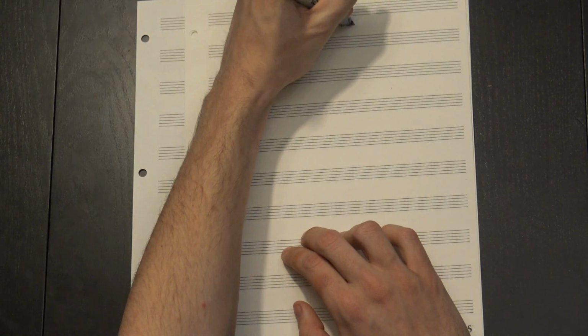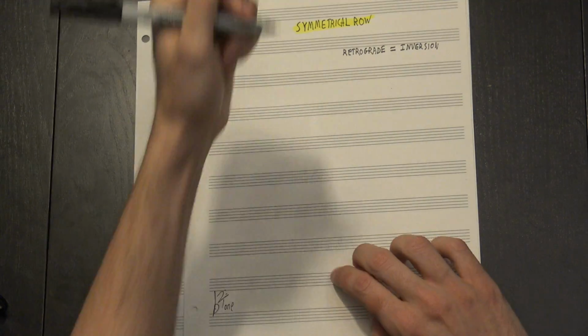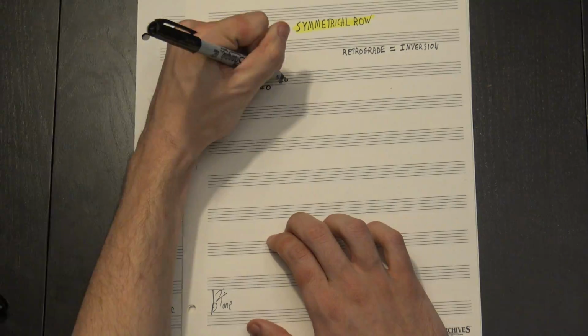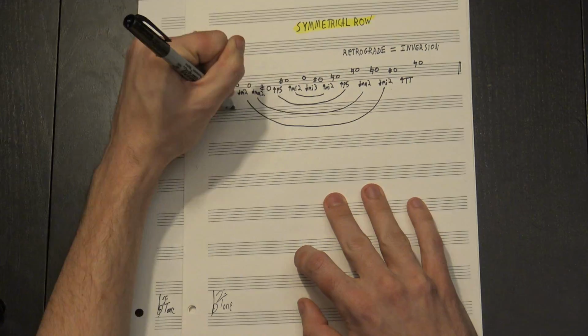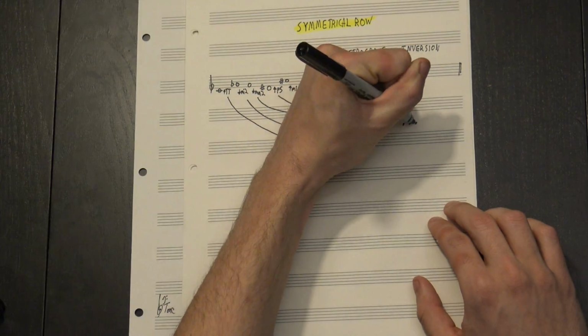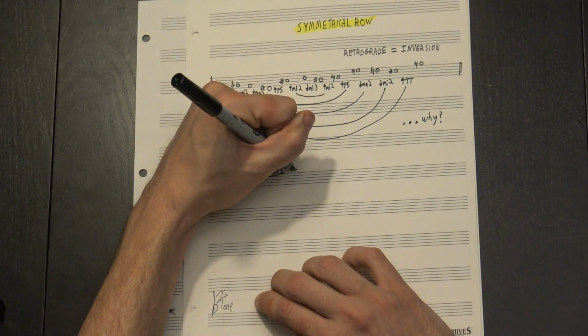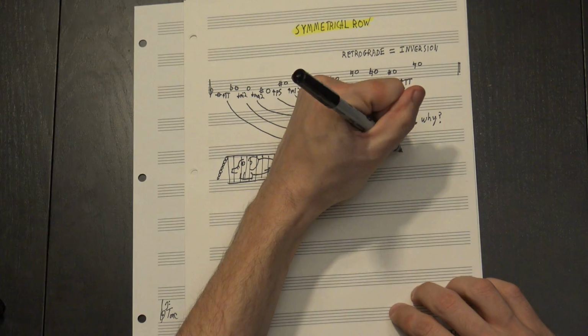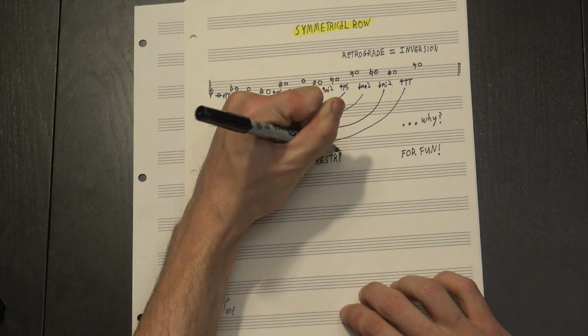Another interesting type of row is the symmetrical row, which is a row where the retrograde and the inversion are the same, like this. Notice how the intervals in the first half are mirrored in the second half. But why would you want to do that? You have so many restrictions already, why give up more options? Well, I guess it comes down to the sort of composer who enjoys 12-tone writing. This is a style for people who love working with restrictions.